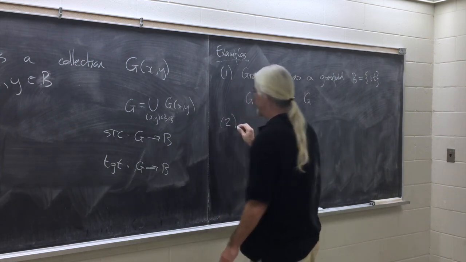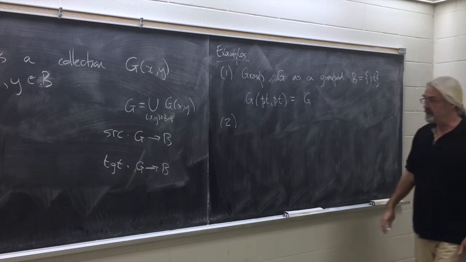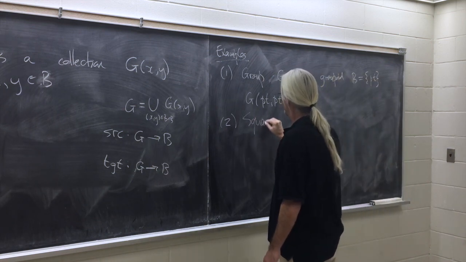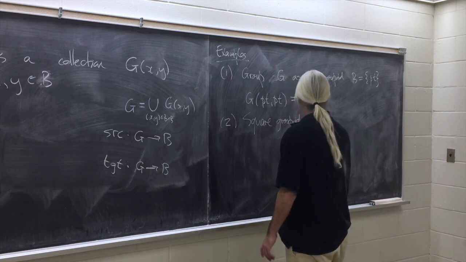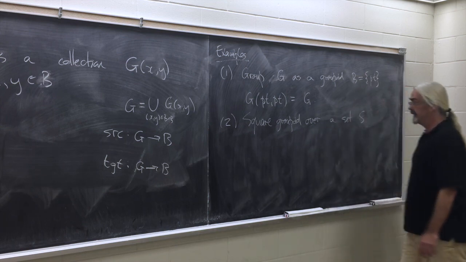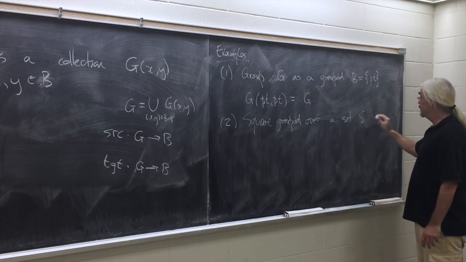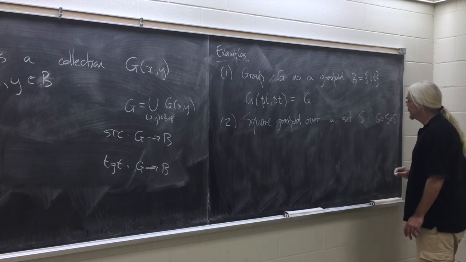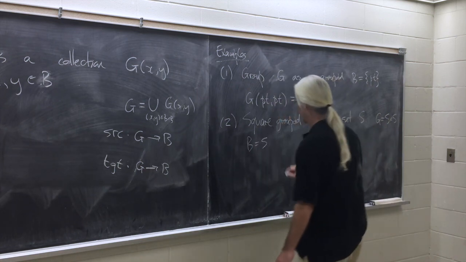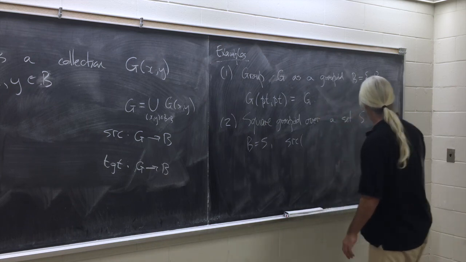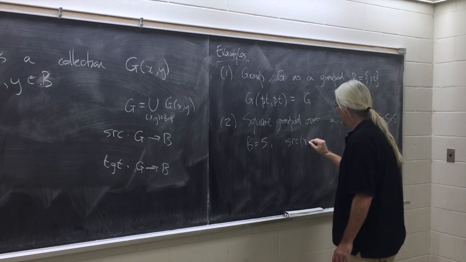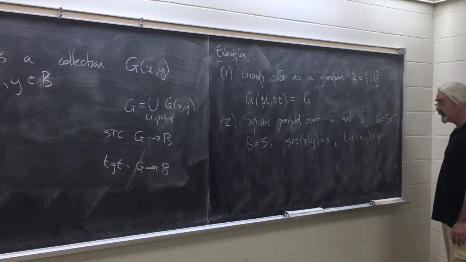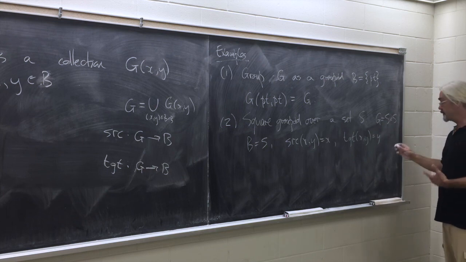There are lots of very interesting examples of groupoids, and I'm only going to talk about the ones we're actually going to use. This one's just an illustration, but this next one we're going to use. You have a set S. The groupoid here, G, is S cross S, and B is S. The source mapping of a point in G, which will be an X and a Y, is X. The target mapping is Y.